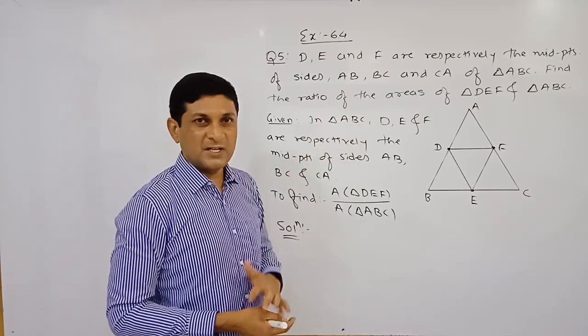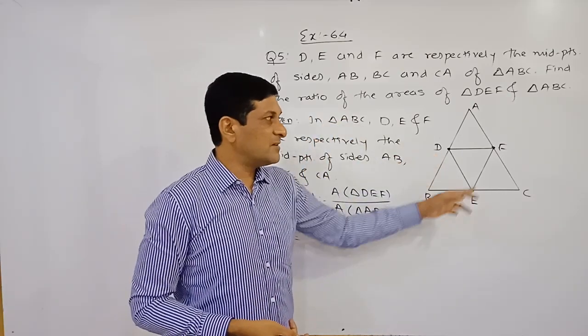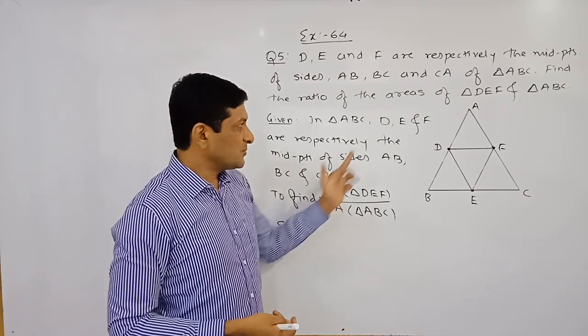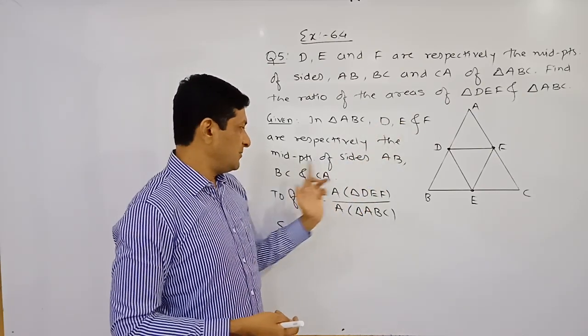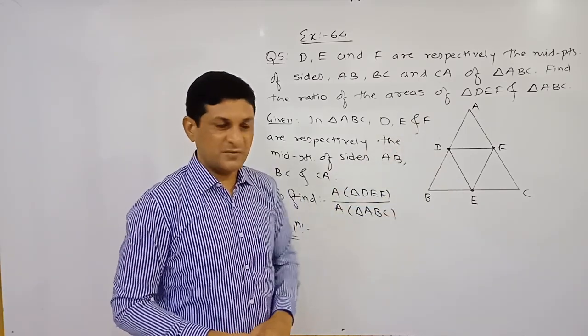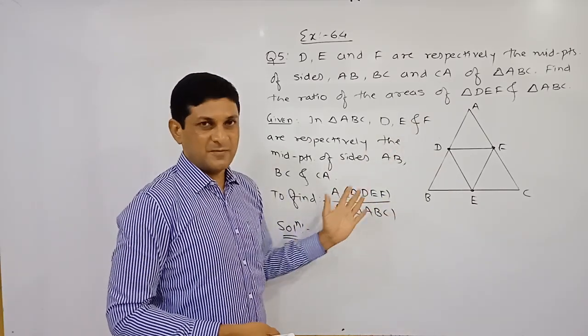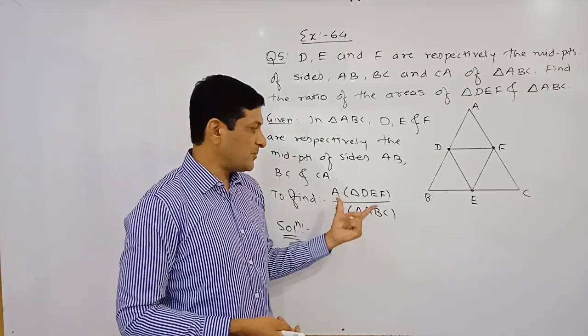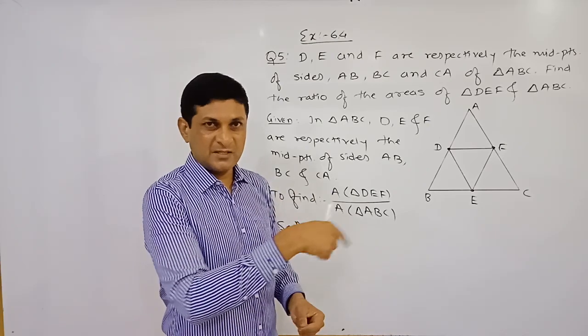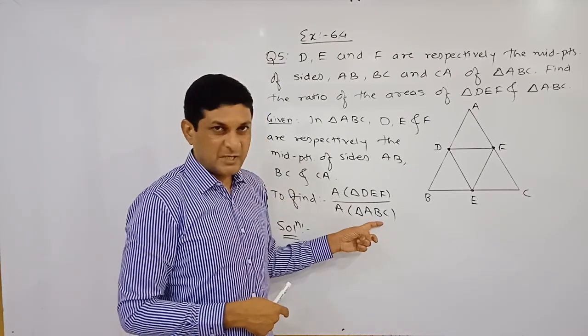Already we have written the given condition. In this triangle, D, E, F are the midpoints of sides AB, BC and CA. So again observe, D is the midpoint of AB, E is the midpoint of BC and F is the midpoint of CA. Already it is shown in the figure, and this is our required value which we have to find out, the ratio of the area of triangle DEF, which is formed by joining the midpoints, and triangle ABC.